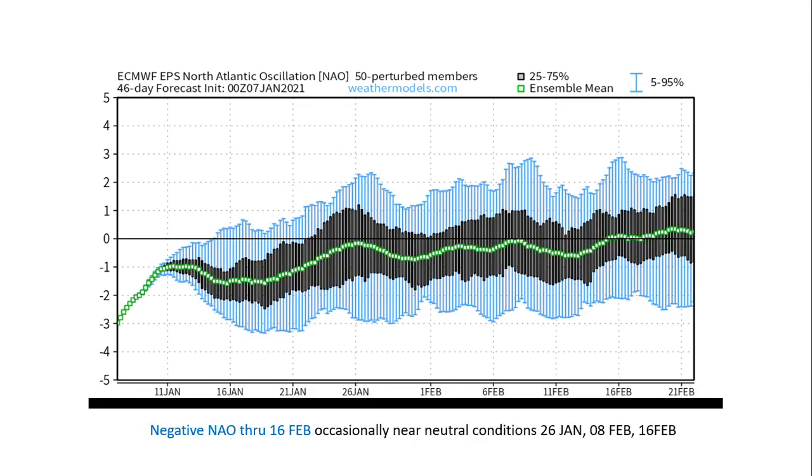European EPS, NAO 50 perturbed members, this is the 46-day forecast. And notice the green line, the ensemble average, showing a negative trend to the NAO on this model. It does occasionally get close to neutral around the 26th of January, around the 8th of February, around the 16th of February. And so, we might go from negative, according to this model, to more neutral type conditions beyond the 26th of January. So it's interesting to watch the different trends of the model.